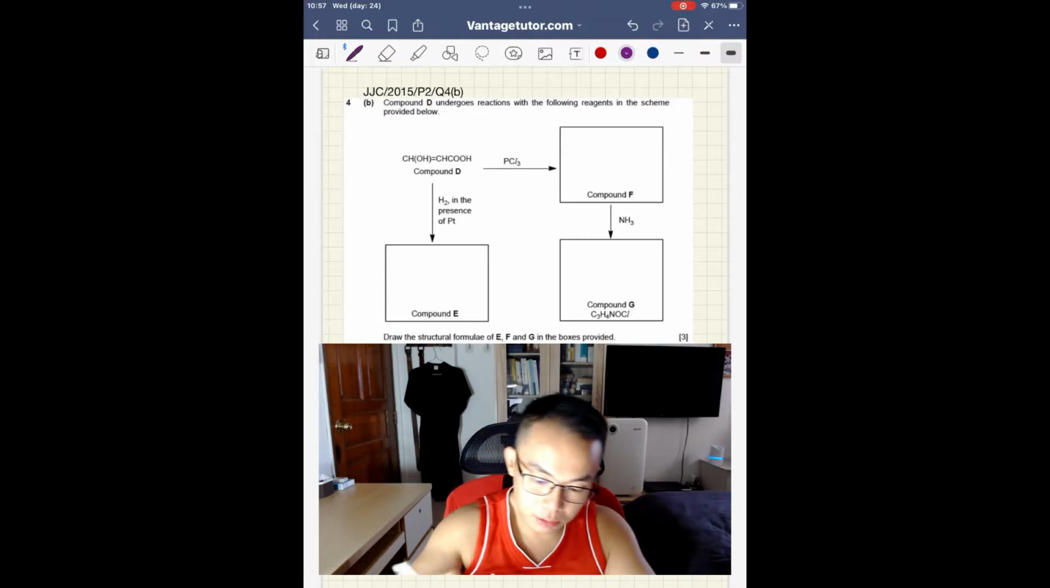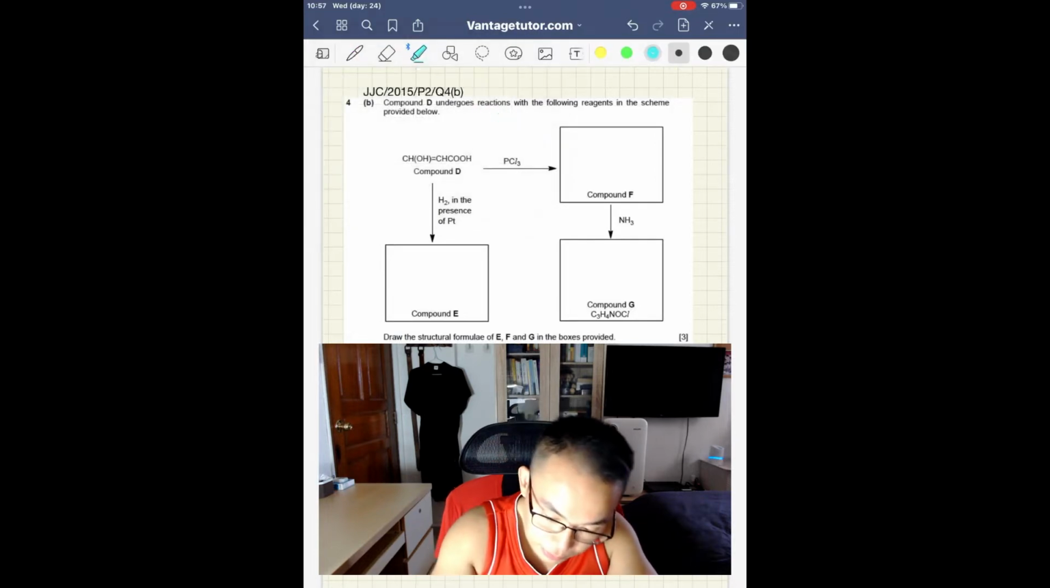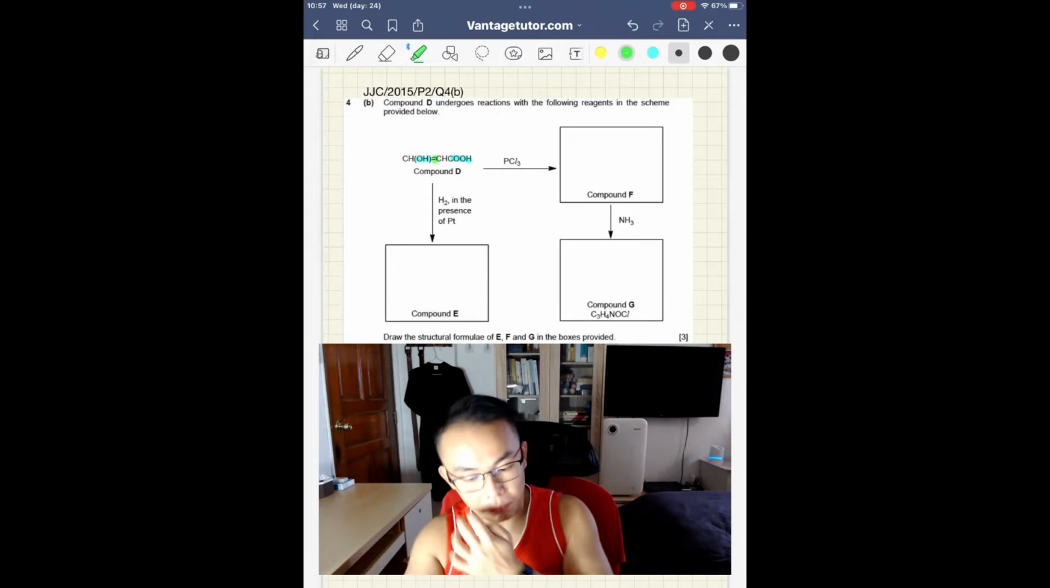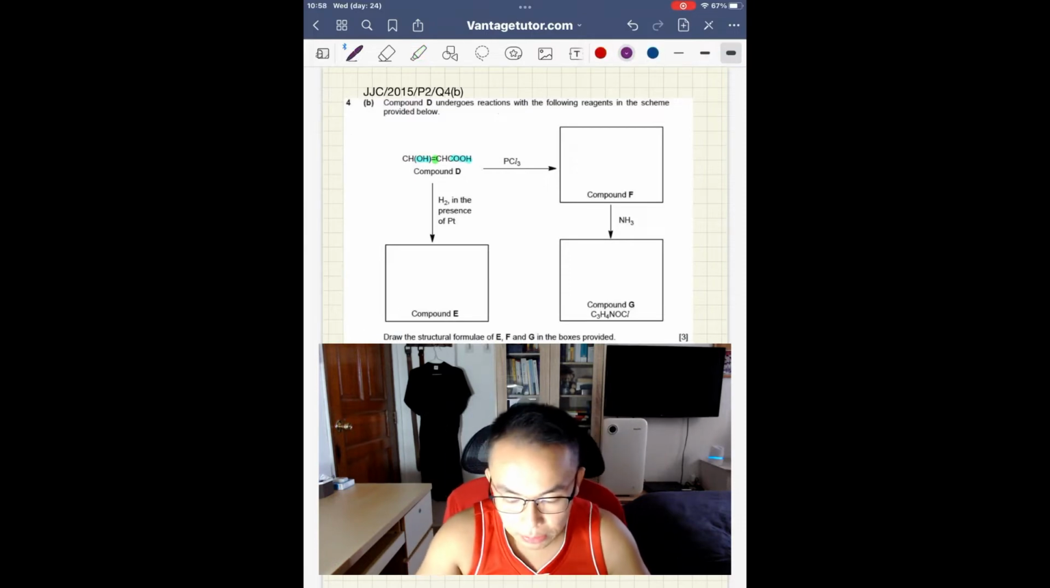Now, this is a typical synthesis question. Whenever I see a synthesis question, I always look at the functional groups present. I can see that there is a carboxylic acid and an alcohol, and most importantly, an alkene group. The question asks: compound D, when added to PCl3, gives compound F, and then from compound F, you get compound G after adding ammonia. So what do I do here?